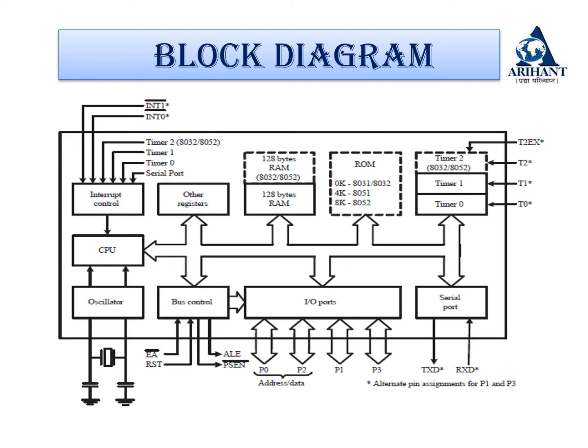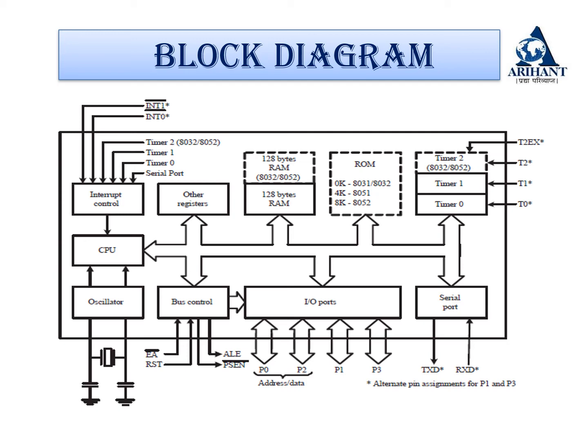You can see here the block diagram of the 8051 microcontroller. The CPU is the heart of the microcontroller. Now here you can see the oscillator. To the two pins the crystal is connected. There is a bus control unit. 4 I/O ports are there. One serial port is there. Timer 0 and timer 1 are the two timers used in the 8051 microcontroller.